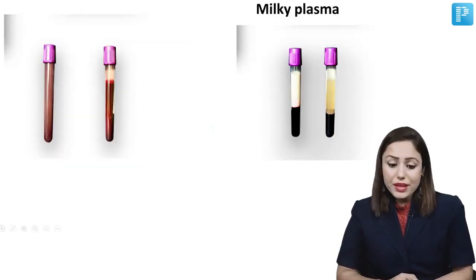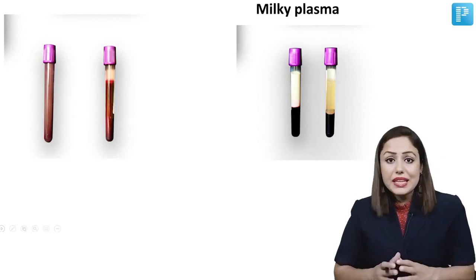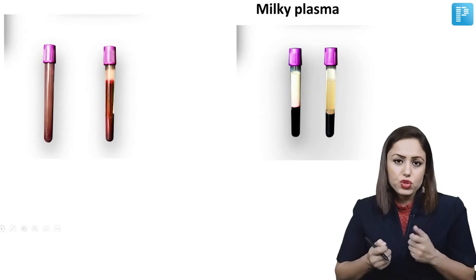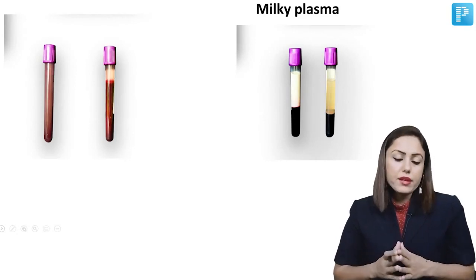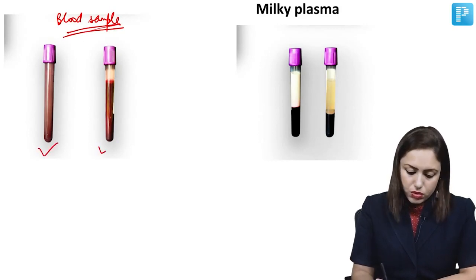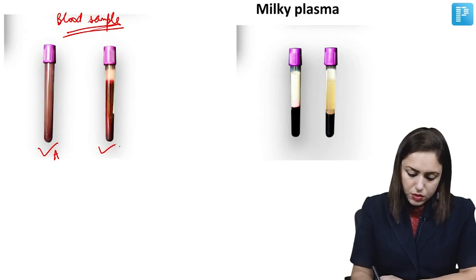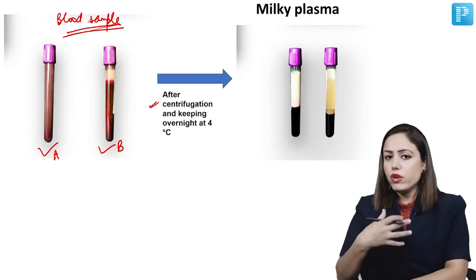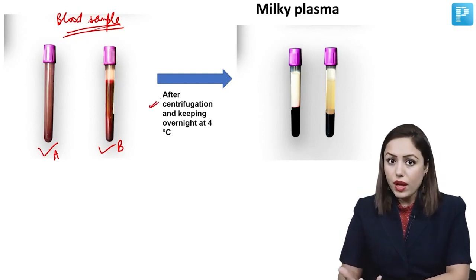Then next, coming to milky plasma. See, milky plasma doesn't mean that it's white plasma when you collect it from the patient. No. Understand carefully what happens when you take a blood sample from the patient. Blood is red in color, so obviously this will be red, and this also red. Let's say this is patient A, this is patient B. Next we will do centrifugation. Centrifugation we do for all the blood samples coming to the lab.